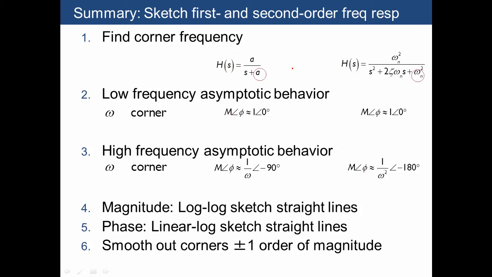Let's summarize again using the same slide that we showed before for first and second order systems, except now let's add in the additional information that we had about the corners. Remember, for first order systems, the corner frequency is at A, the magnitude is going to be 1 over square root of 2, or minus 3 dB, and the phase is going to be negative 45 degrees. For second order systems, the corner is going to occur at omega n, and the value of M is going to be 1 over 2 zeta. So the smaller zeta is, the higher that's going to be. You can always use 20 log of M to find the amount in dB. And then the angle is going to be negative 90 degrees.